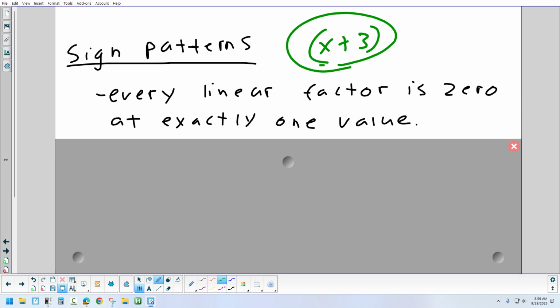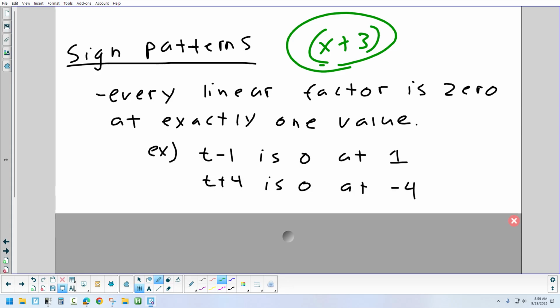If you plug in numbers bigger than negative 3, well, something's going to happen. And then if you plug in numbers smaller than negative 3, something else is going to happen. Finding that number that causes it to be 0 is very important. That's what's going to help us to solve our problems.